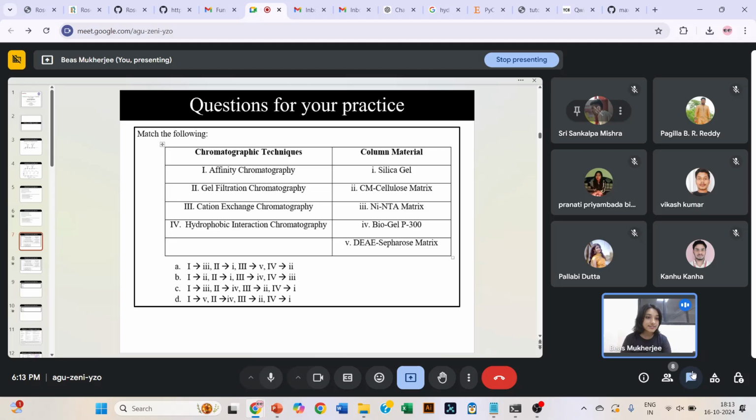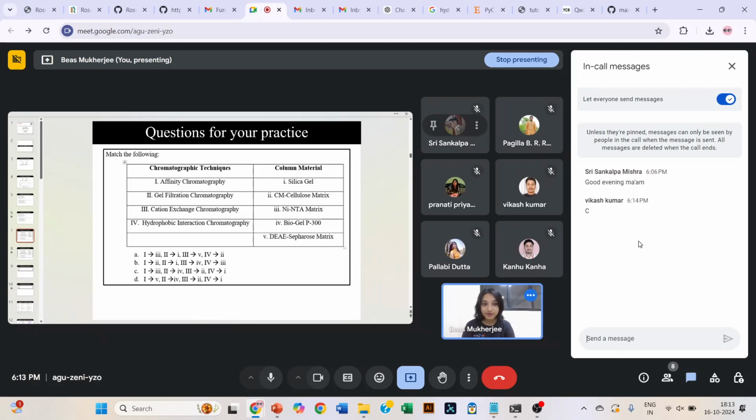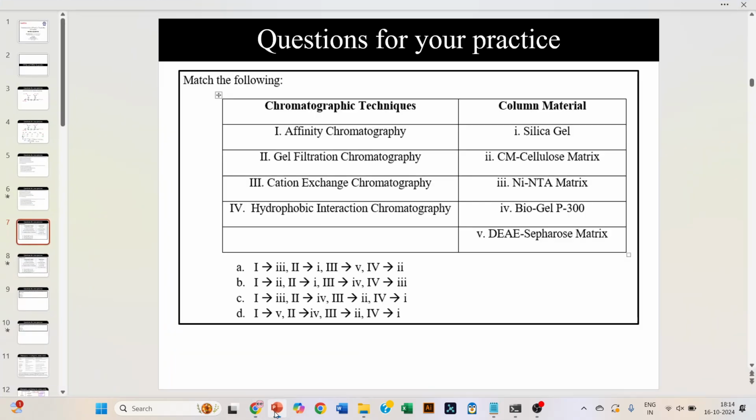Are we getting any answers in the chat box? Okay, we have one answer and that is C. Alright, let's look at the right answer. Yes, that is correct. C is the right answer. So affinity chromatography goes with Ni-NTA matrix. Gel filtration chromatography goes with your what? This one, Biogel P. And then cation exchange means that the resin is going to be negatively charged.